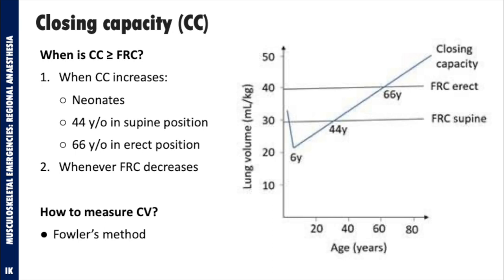Understand? So the other situation is whenever FRC decreases. I already covered that earlier. Abdominal distension, lung disease, and so on will cause the FRC to drop. It can drop below the CC. Remember, FRC normally is 30 mL per kilo, so if it goes lower, below the CC, you have airway collapse. When you have airway collapse, you get VQ mismatch. When you get VQ mismatch, you get hypoxemia. Okay, and the SpO2 drops, PaO2 drops.